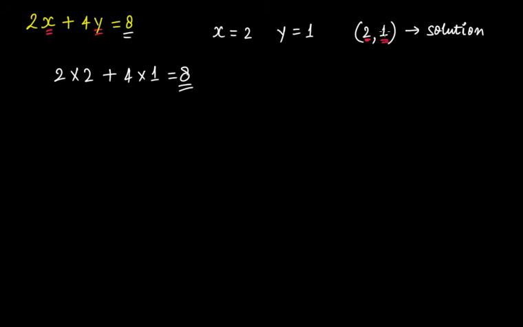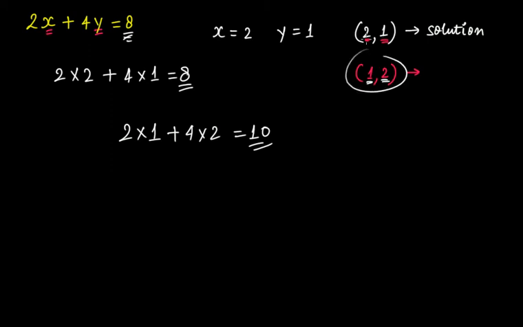And why is this order important? You cannot say that (1, 2) is a solution of this linear equation in two variables. In that case, at the place of x you'll put 1 and at the place of y you'll put 2. So let's check it. 2 multiplied by 1 plus 4 multiplied by 2. 2 times 1 is 2, 4 times 2 is 8, 8 plus 2 is 10. Is 10 equal to 8? No. That's why you cannot reverse the order. Order is important, that this is for x and this is for y.